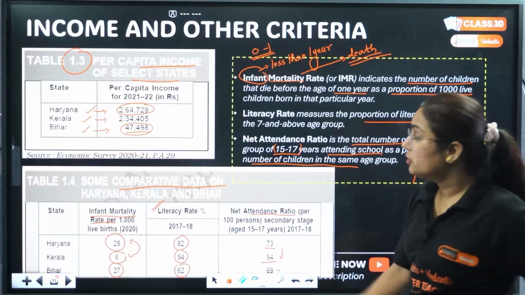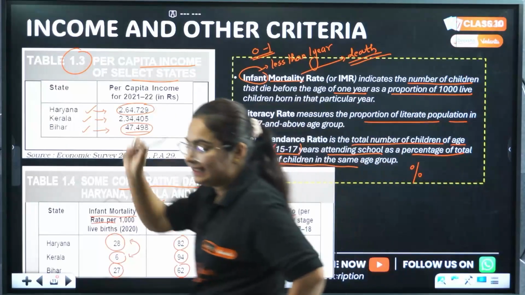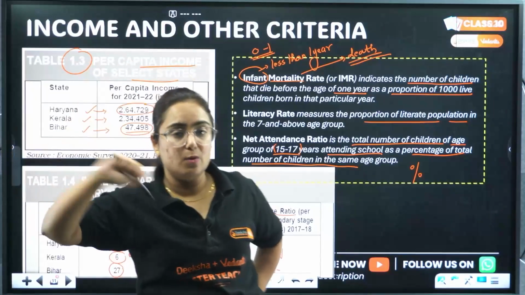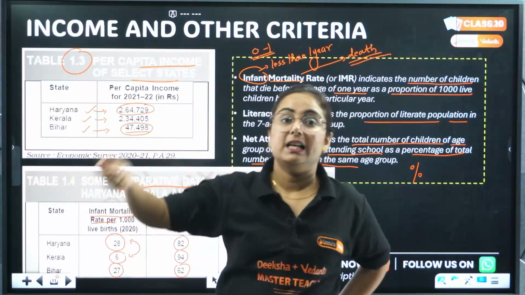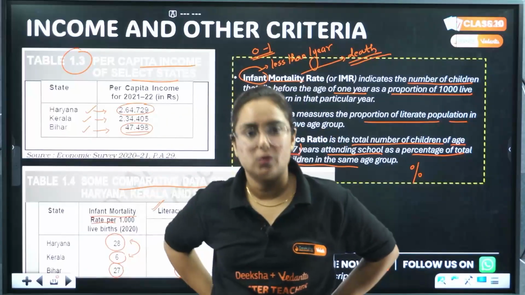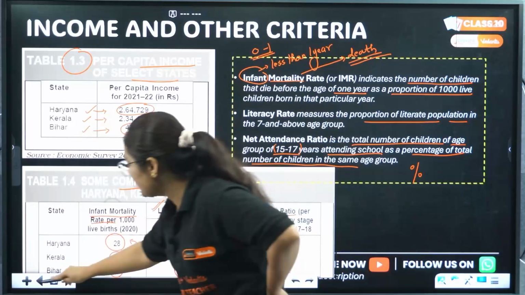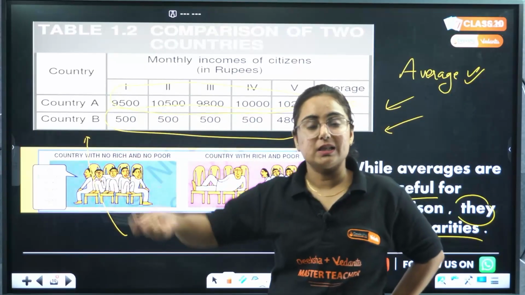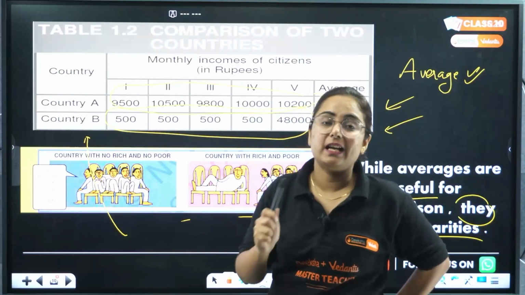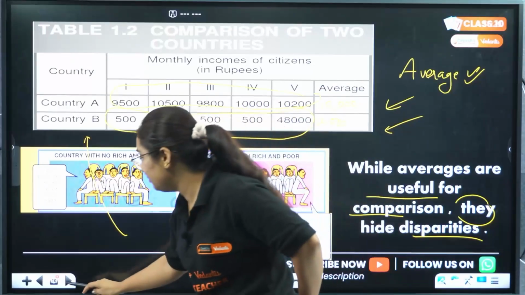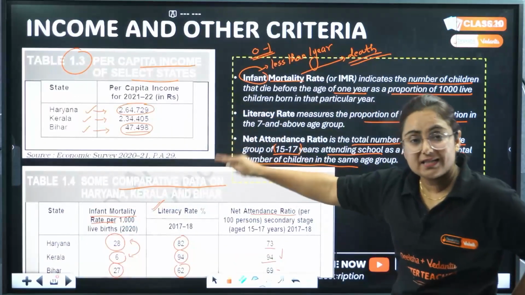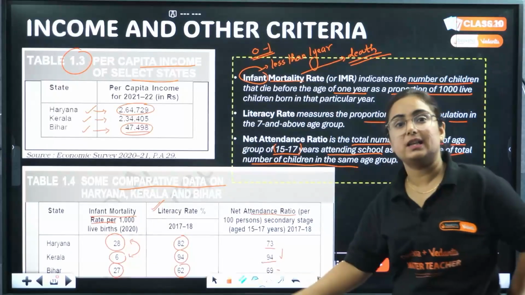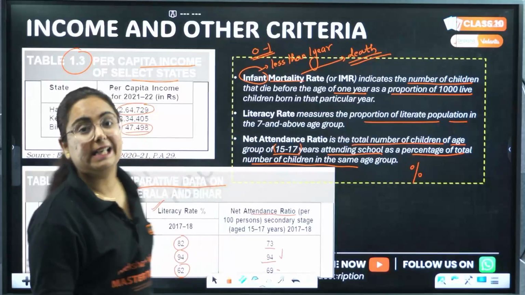Get it? So by this, it's clearly understandable that the state which earns the most has not necessarily worked on its citizens the most. Similarly, in the previous example, country A and country B, whose average income is the same, doesn't mean that their citizens are living the same life. And if a place has more income, it does not mean that they are living happier than the place that is earning less.